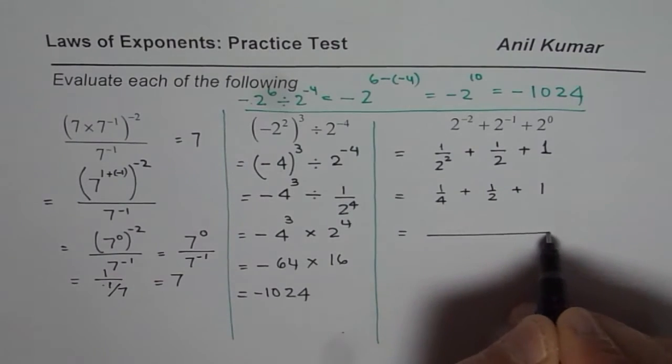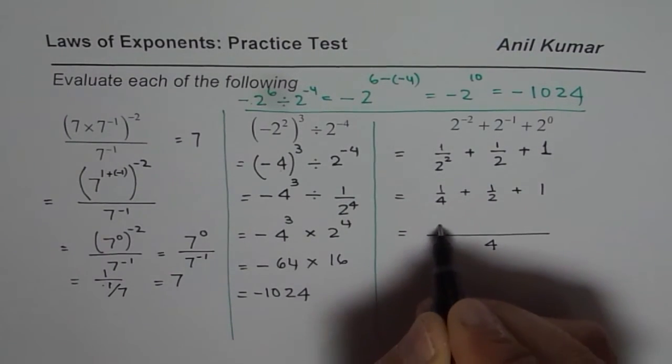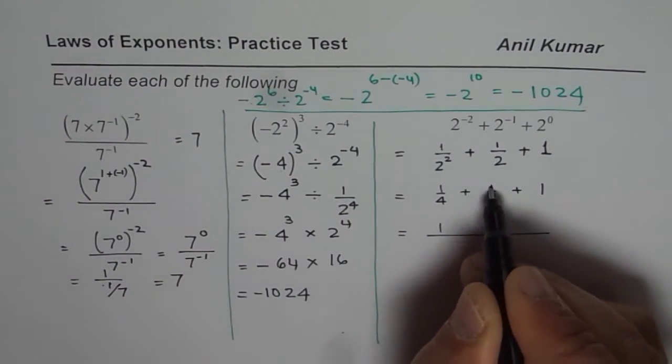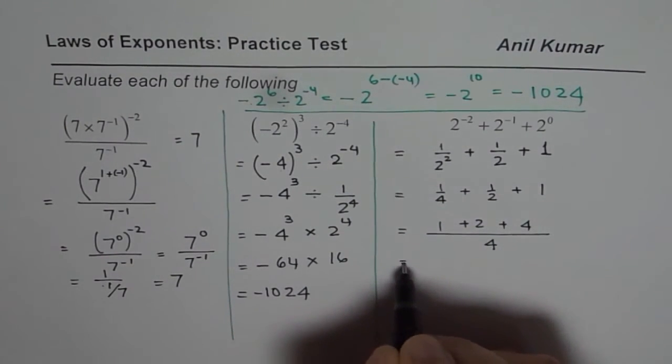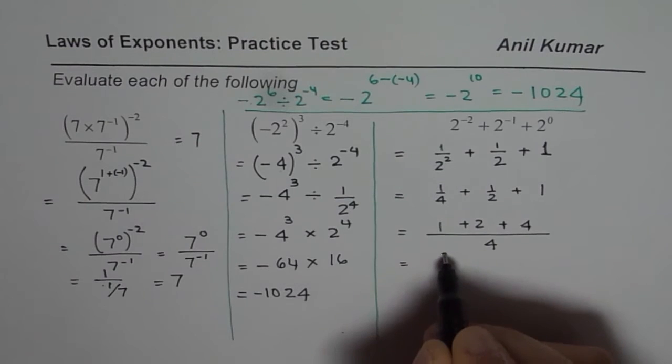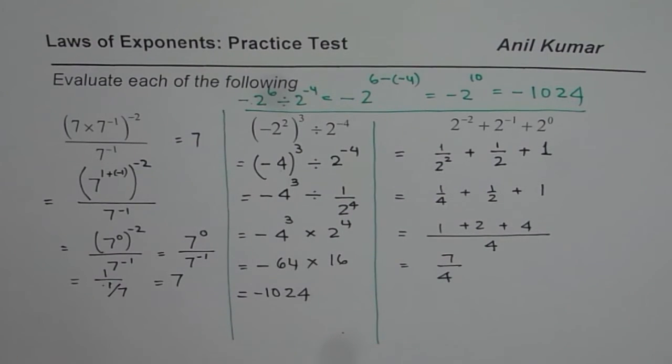Now we can take a common denominator of 4 and add them up. To make 2 into 4, we have to multiply by 2. To make 1 into 4, I have to multiply by 4. So 1, 2, and 4 make 7. We get 7 over 4 as our answer. So that is how we can solve such expressions involving exponents. We have integer exponents in this particular case, and I hope you understand fairly well how to solve such expressions.